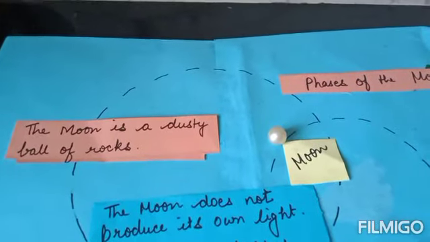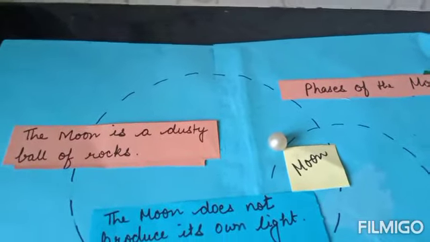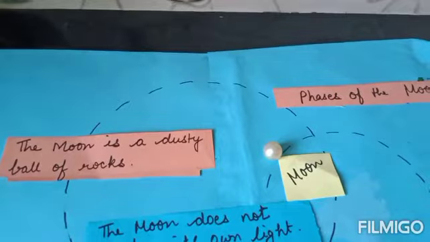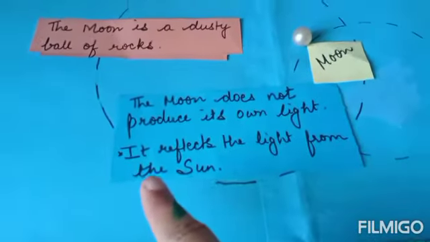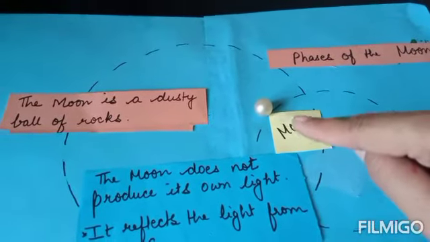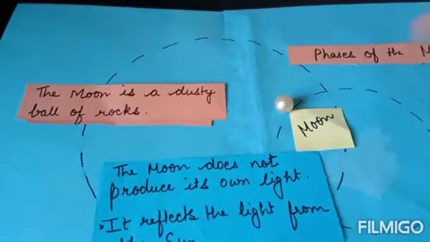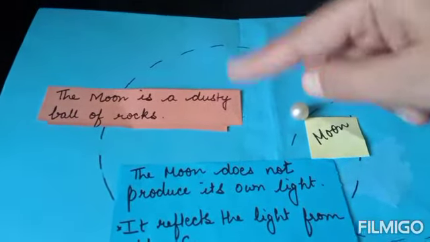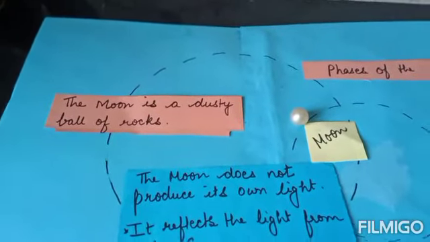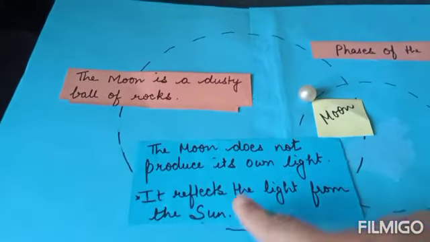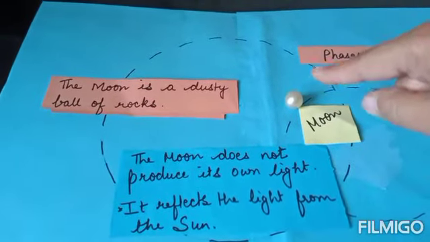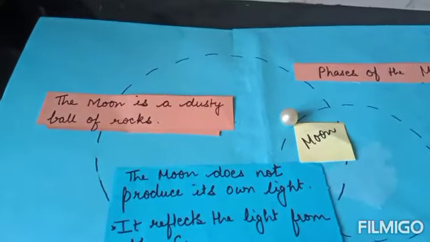Then how do we see a bright moon in the sky? How do we see a full moon or a crescent moon or a half moon? The answer to that question is it reflects the light from the sun. Now see, the moon also revolves around the earth. Now earth revolves around the sun, so there are times when the light from the sun directly reaches the moon, and we could see a full moon that time.